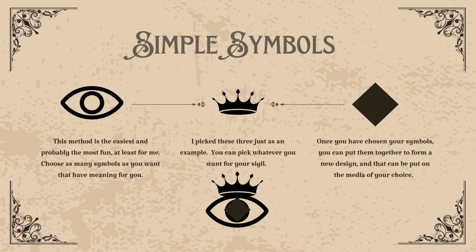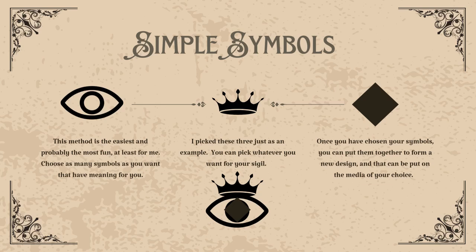Once you've chosen your symbols, you can put them together to form a new design, and that can be put into your media of choice again. And you could also, if you use tarot, pull some tarot cards to get some ideas. Look at the cards you pull and pull symbols off of those that jump out to you.